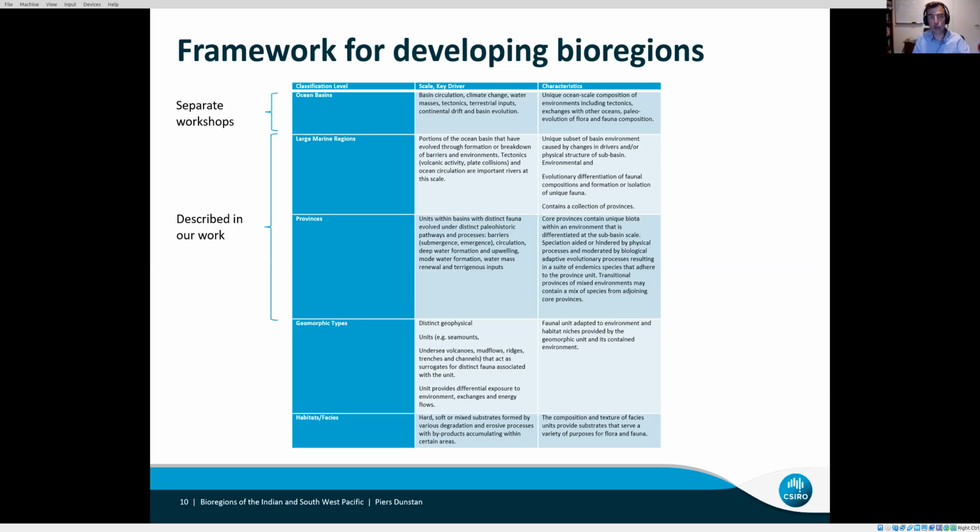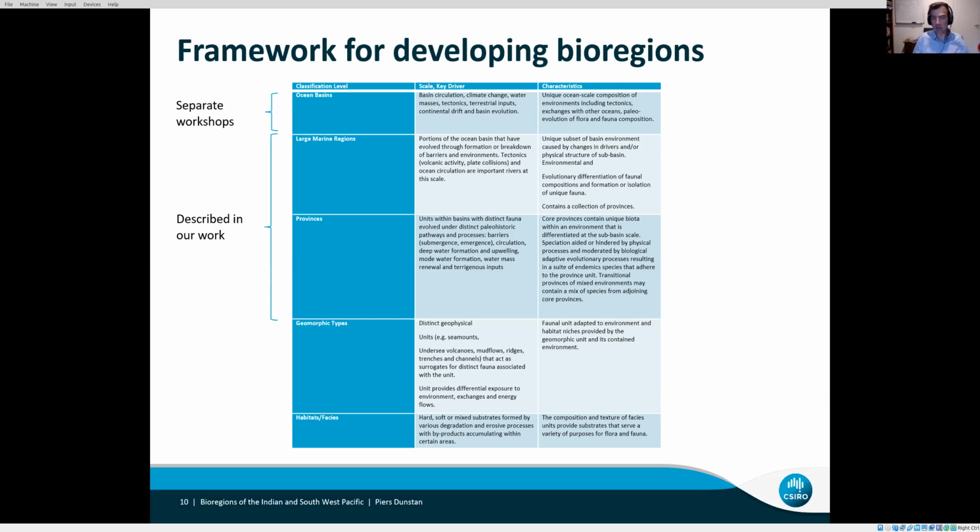So we had two separate workshops that dealt with different ocean basins, with quite different people in them. And then within each workshop, we described the large marine regions, the very large-scale portions of the basins where we're really seeing very long-term patterns occurring, and the provinces, which are places that have quite distinct flora or fauna as part of the evolutionary process. So really those two scales that we focused on were the large marine regions and the provinces.